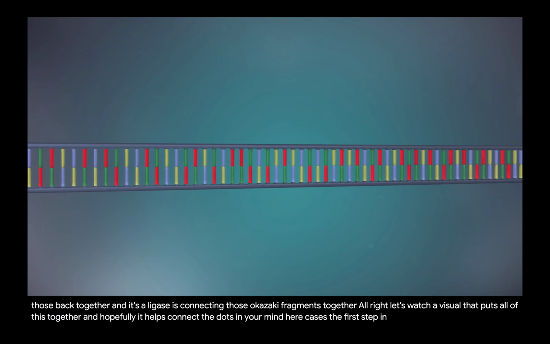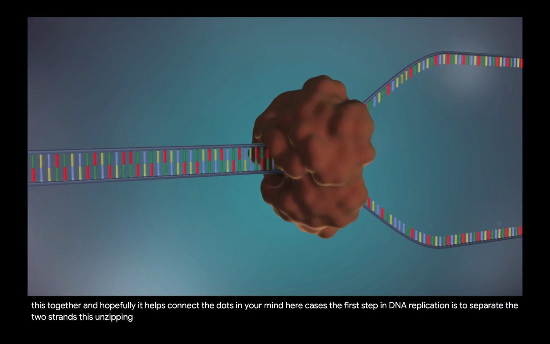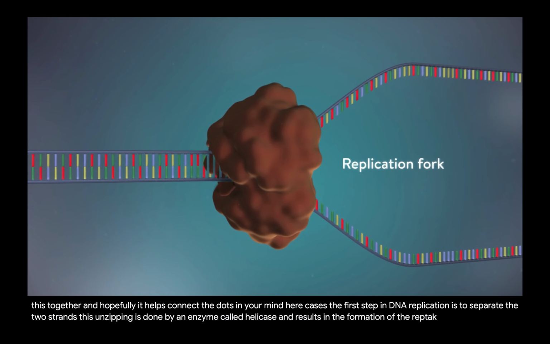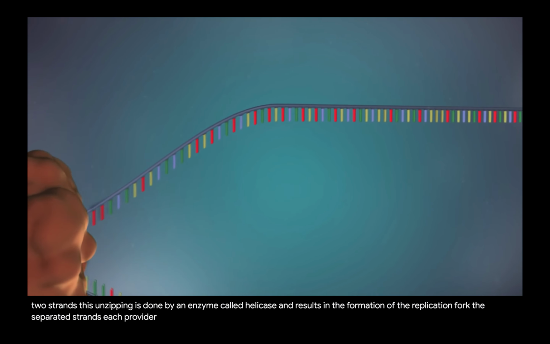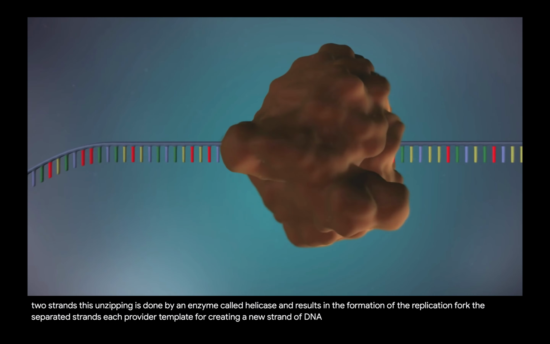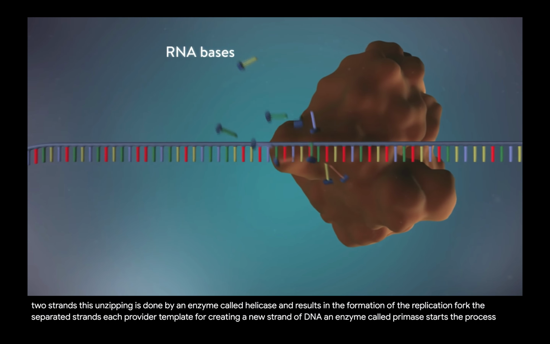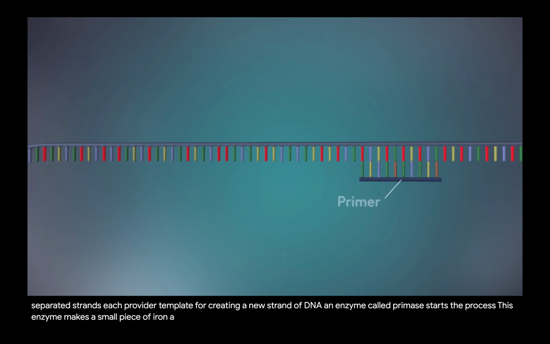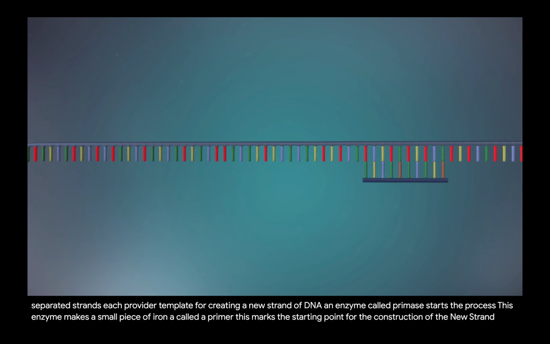The first step in DNA replication is to separate the two strands. This unzipping is done by an enzyme called helicase and results in the formation of a replication fork. The separated strands each provide a template for creating a new strand of DNA. An enzyme called primase starts the process. This enzyme makes a small piece of RNA called a primer. This marks the starting point for the construction of the new strand of DNA.